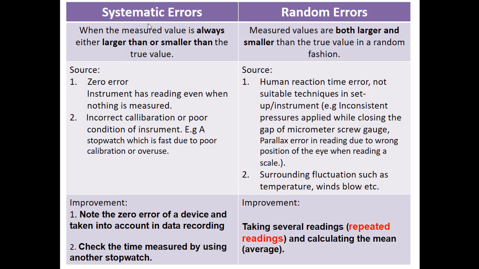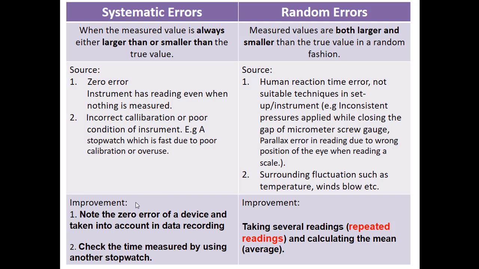So basically, all the sources of error can be categorized into two, whereby we might have systematic error and random error. Systematic error refers to the error when the measurement's value is always either larger than or smaller than the true value. An example of systematic error is the zero error, whereby the instrument has a reading even when nothing is being measured. Or we have incorrect calibration or poor conditions of the instruments we use. For example, a stopwatch which is fast due to poor calibration or overuse.